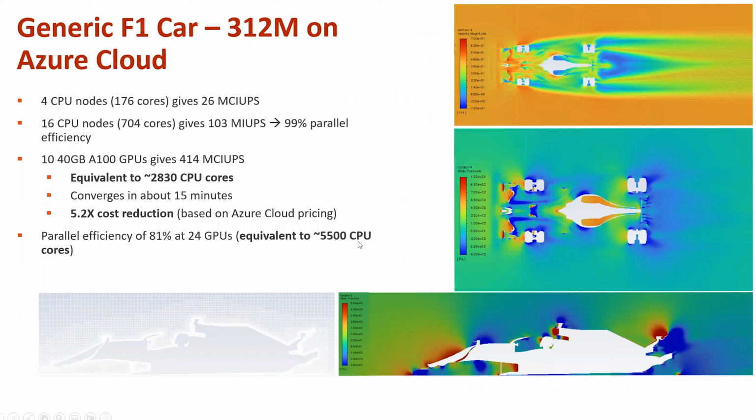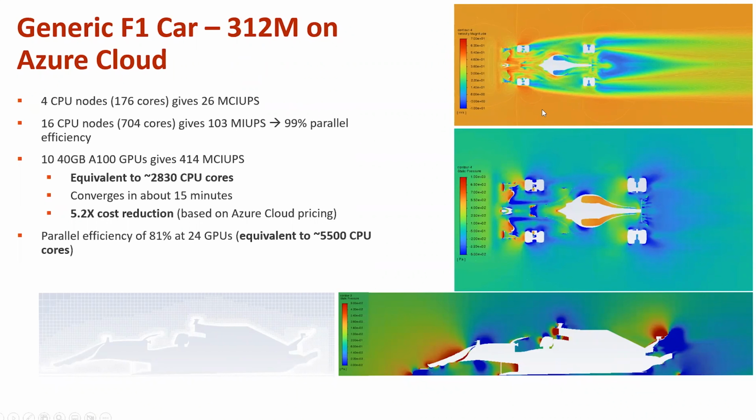Now, the same problem when it is scaled up even further, instead of using 10 GPU cards, if you end up using 24, then you get a parallel efficiency of almost 81%, which is roughly equivalent to 5,500 CPU cores. So again, that's great. And you see this level of parallel efficiency because it's a huge mesh, right? It's a 312 million mesh.